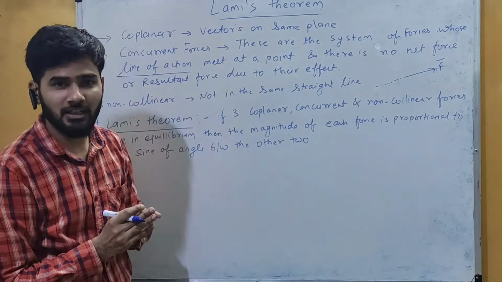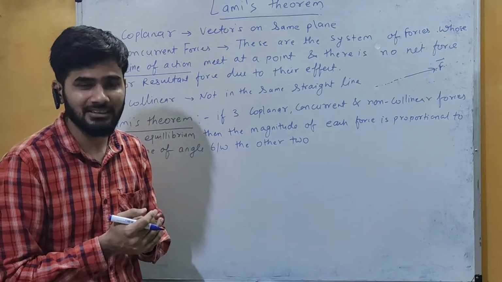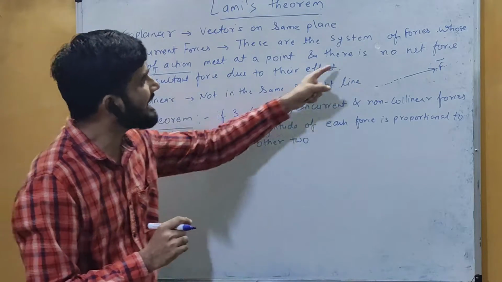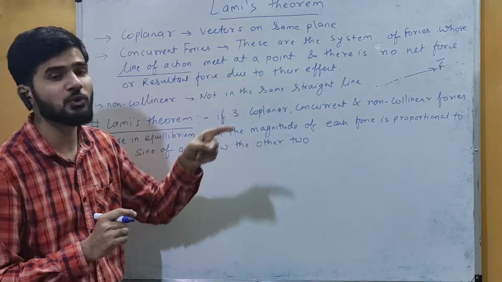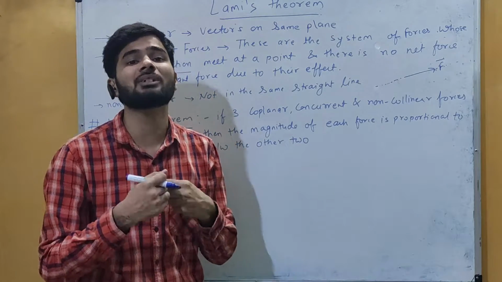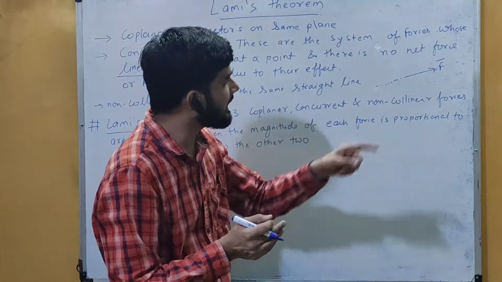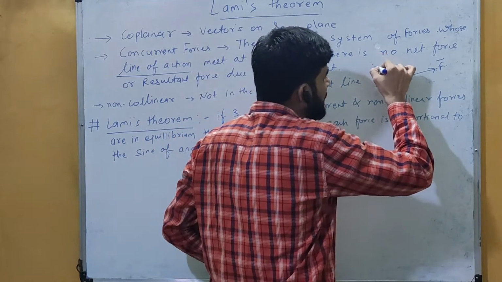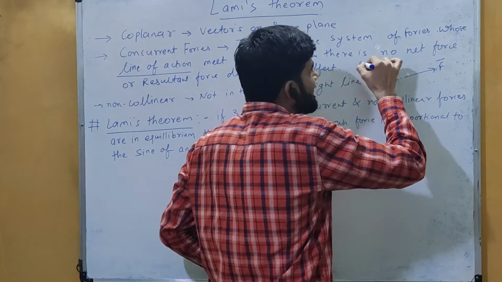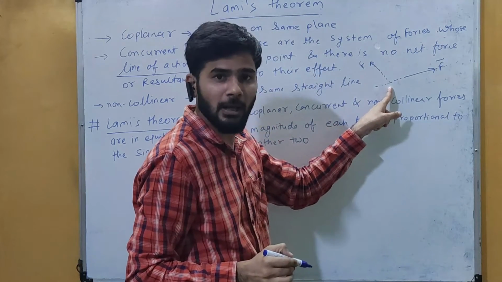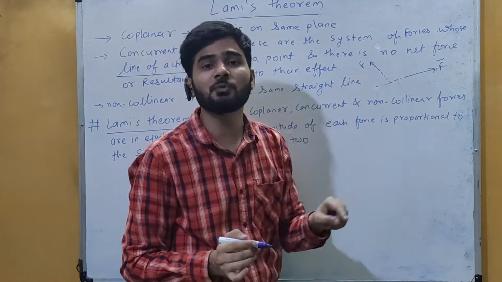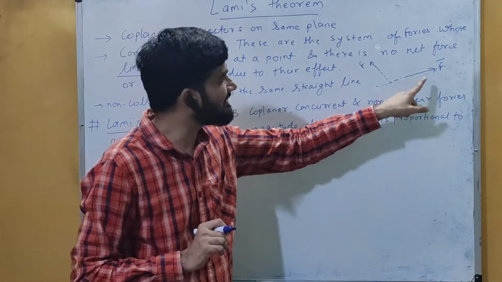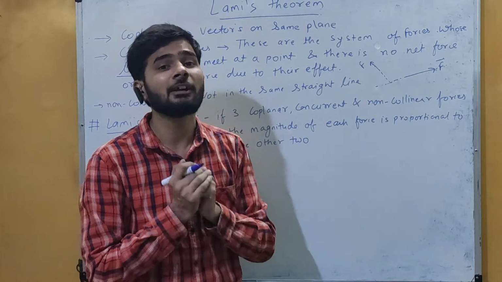Meet at a point means if we have a number of forces, then the lines of action of all those forces are meeting at a point, and there is no net effect or resultant force due to that effect. That means the resultant effect becomes zero. Suppose we have one force with its line of action, and another force with its line of action. We can say the resultant of these two forces is actually zero, and their lines of action meet at a point, then we can say these two forces are concurrent forces.